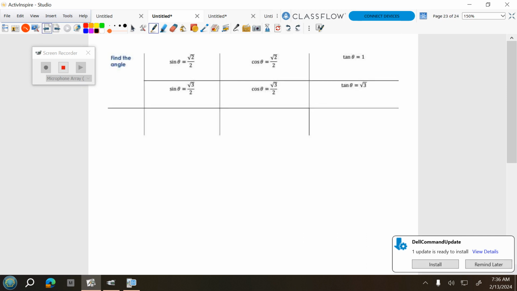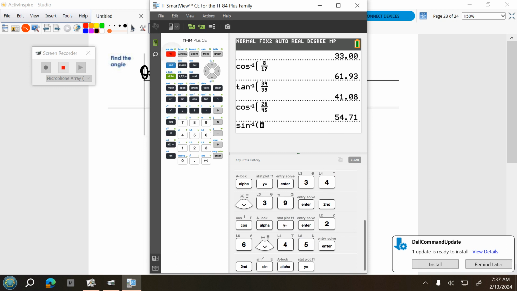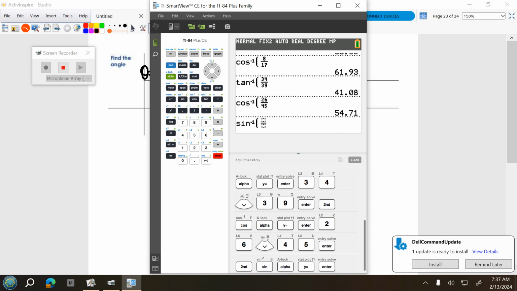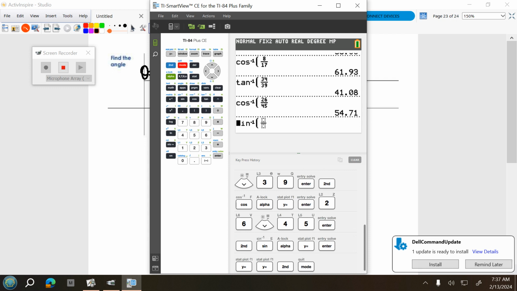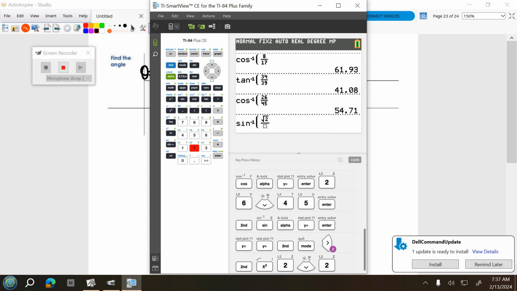All right, that's a wrap, guys. These are pretty simple. We apply the inverse: sine theta equals sine inverse square root of 2 over 2. We should get 45 degrees. We can go check. Second sine alpha y equals second square root of 2 over 2, and it's 45 degrees, which is the answer.